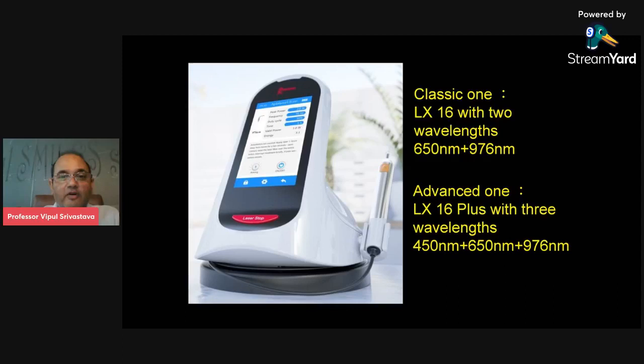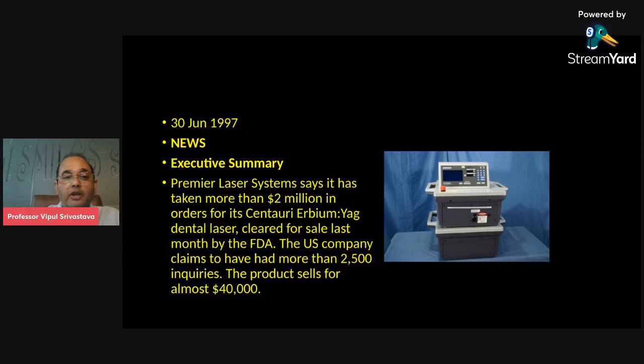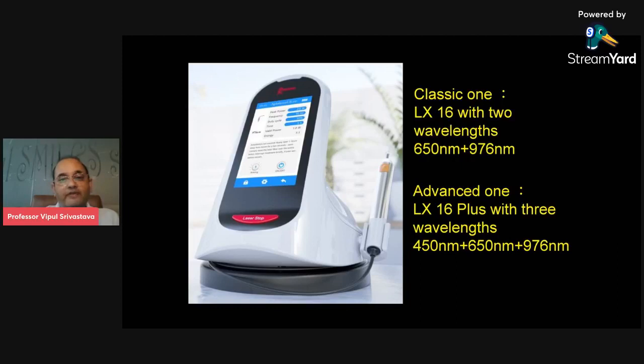So we have come a long way from the first Nd:YAG laser to the Erbium YAG laser to the current laser. And the prices are also very competitive now. The price of a laser, which was supposed to be $40,000 in 1997, is now around $4,000 to $5,000 for a laser, and they are beautiful devices. We will be talking about this later on.